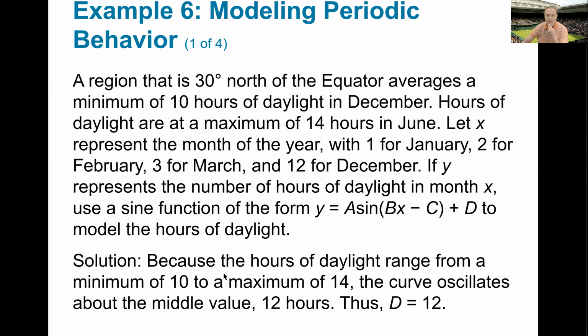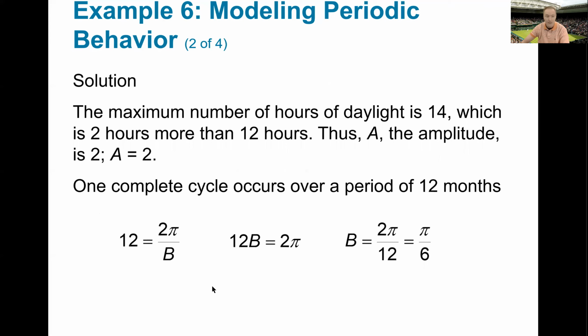Now, because the number of hours of daylight ranges from a minimum of 10 to a maximum of 14, we know that this curve is going to oscillate from 10 to 14, which means the central value has to be 12. That's thought of as our x-axis, except it's just being shifted upward 12 units. You say, well, it's going to be 12 plus or minus 2. And so the amplitude of my sine function has to be 2. Maximum hours of daylight is 14, which is 2 hours more than 12 hours. Thus, the amplitude is 2.